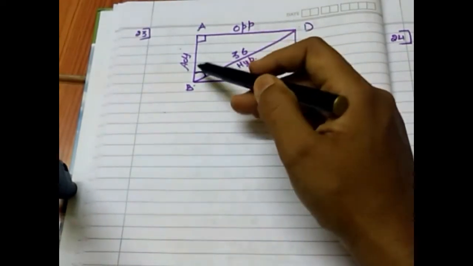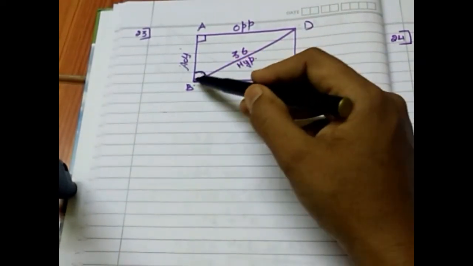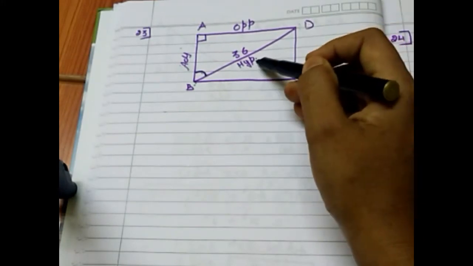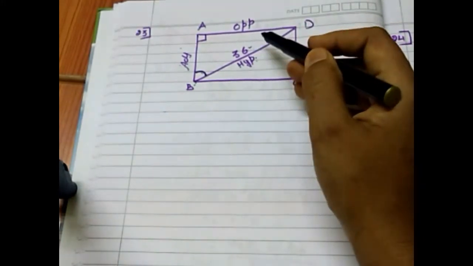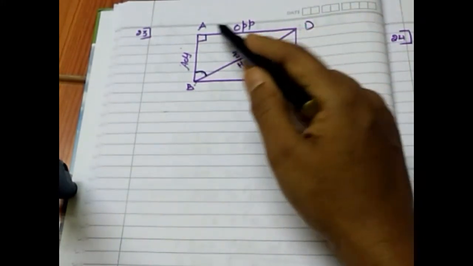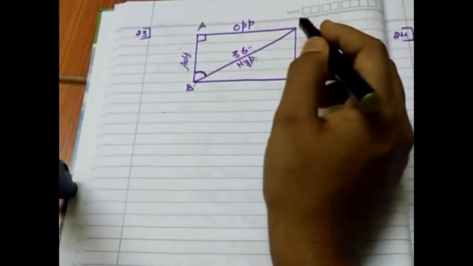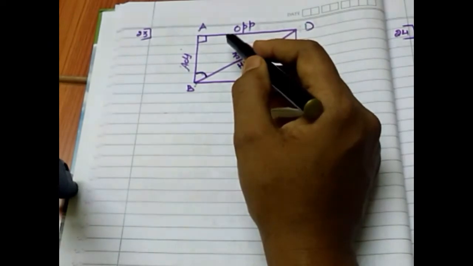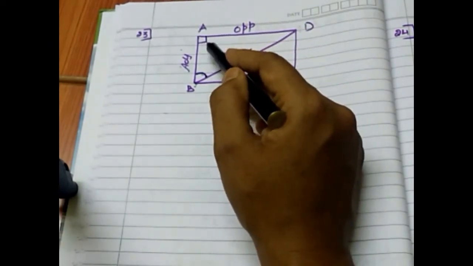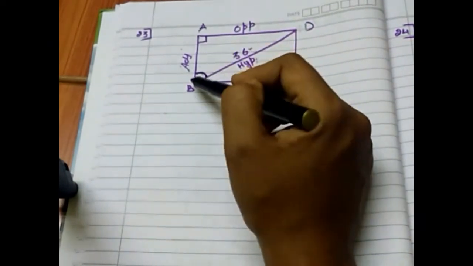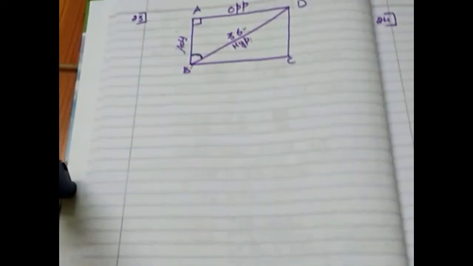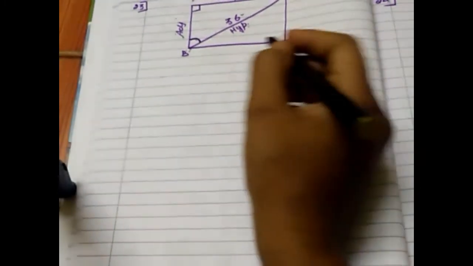Opposite side will be AD, adjacent side will be AB and BD is the hypotenuse, which is already given as 36. Why did I consider this triangle? Because we know that in a rectangle all the angles are equal to 90 degrees. Here we have considered the right angle triangle ABD. Let us proceed with the same, children.